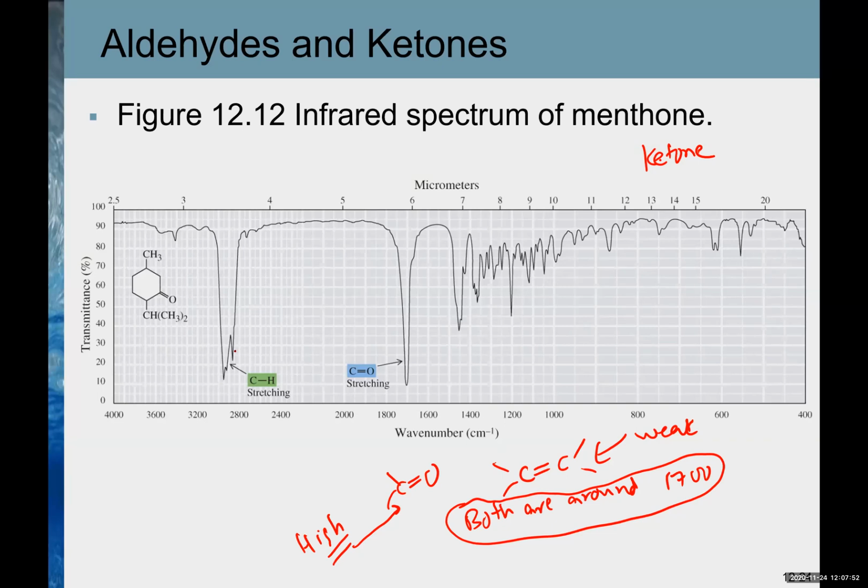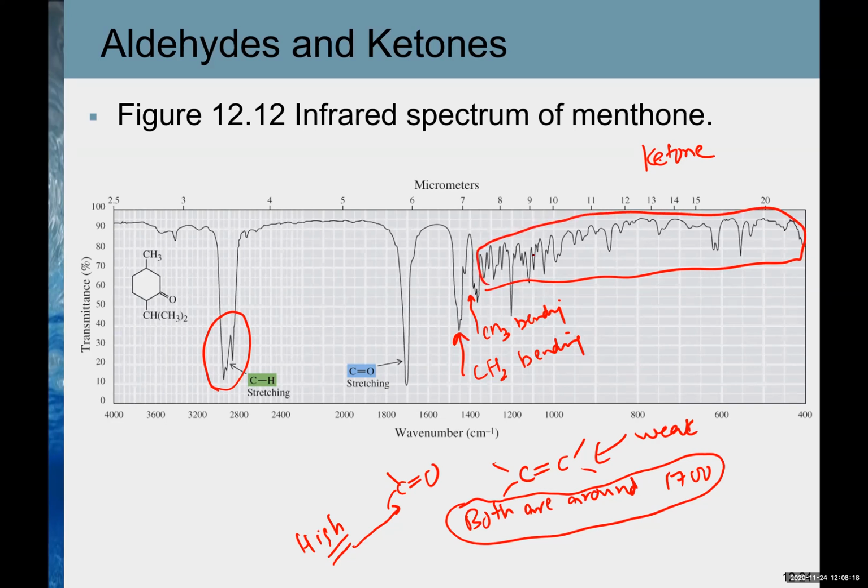And the rest of the peaks you already know. So this is CH stretching. And how about this one? What is this? CH2 bending. That is correct. And maybe this one. CH3 bending. Yep. And these we don't need to worry about. This is just a fingerprint zone. Okay. Any question about ketones?